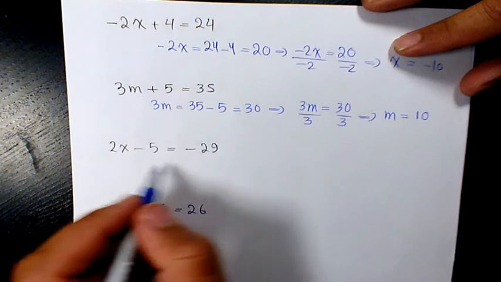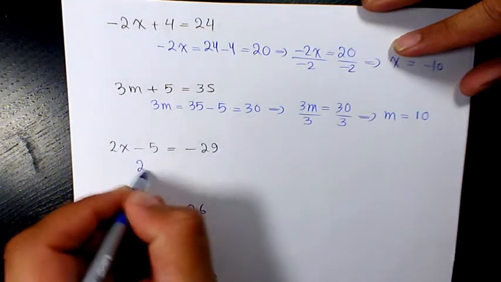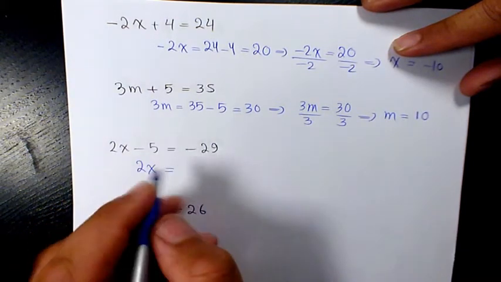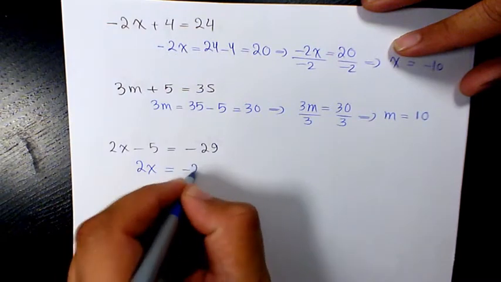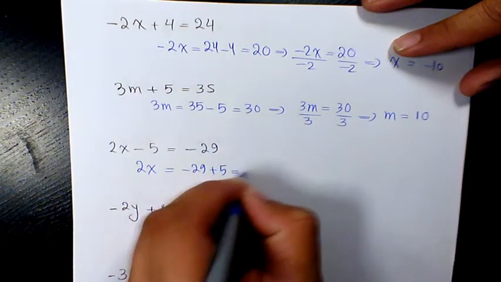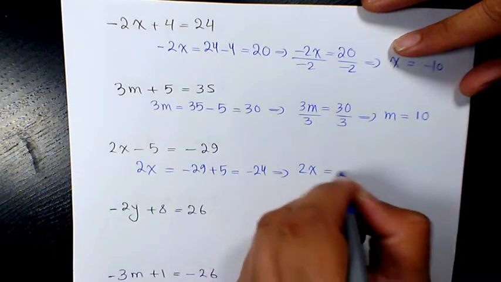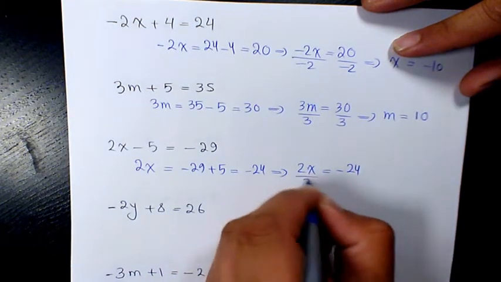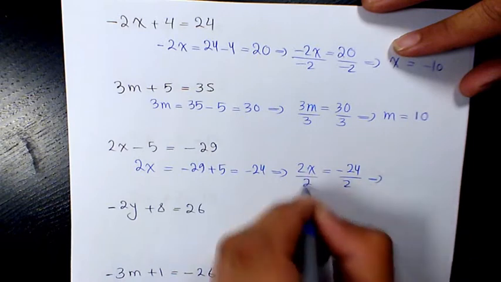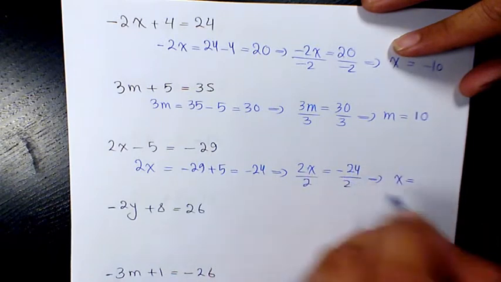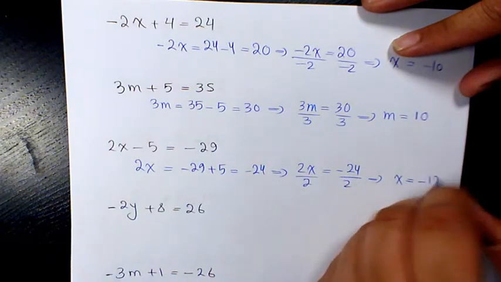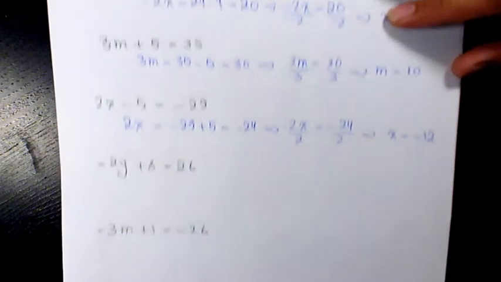2x minus 5 equals negative 29. 2x, move negative 5 to the other side, so it's going to be positive. So negative 29 plus 5 is going to be negative 24. So 2x equals negative 24, divided by 2. So 2x divided by 2 is just x. Negative 24 divided by 2 is going to be negative 12. So x equals negative 12.